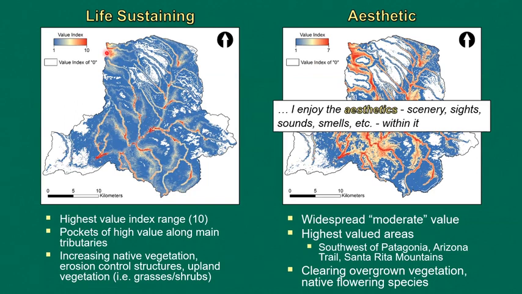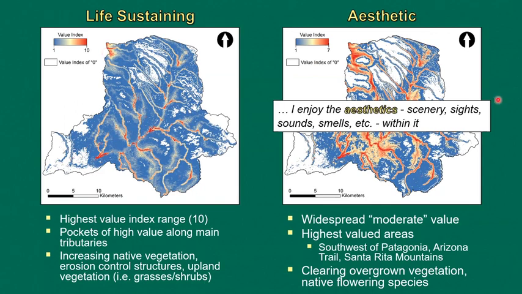If restoration is designed more around supporting life-sustaining value, it might focus more on increasing native vegetation or creating more erosion control structures, developing more upland vegetation with grasslands and shrubs. This can reduce erosion throughout the watershed and throughout the riparian areas.